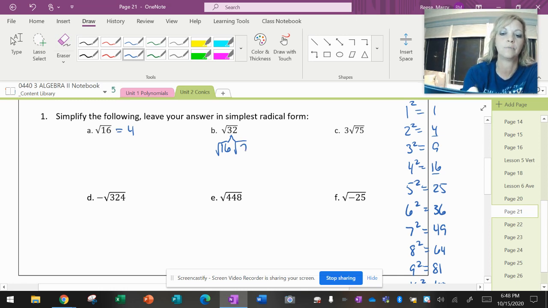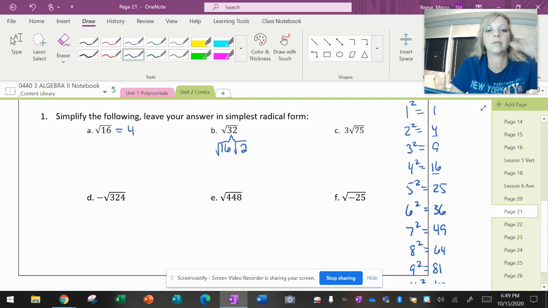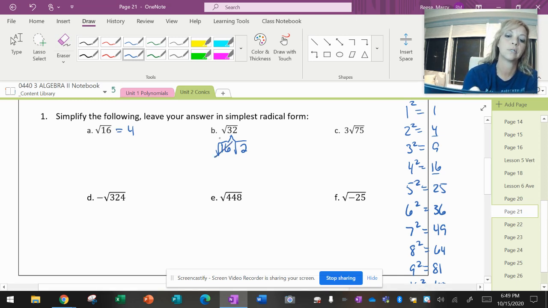So 16 times 2. So see what I did? I broke them down into their own little radical worlds, I call them. So I said the square root of 16 and square root of 2. We break it apart, okay? When they're broken apart and they're next to each other, it means multiplication. It still equals radical 32. And then I do the square root of 16, which is 4, and there's my answer.